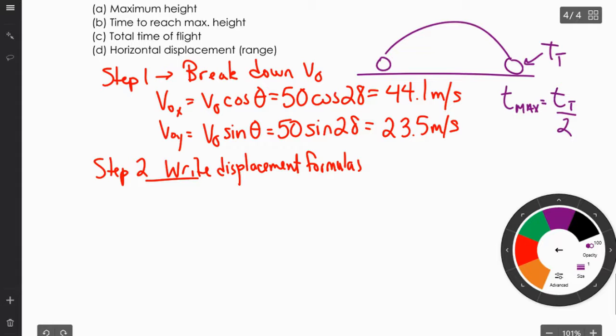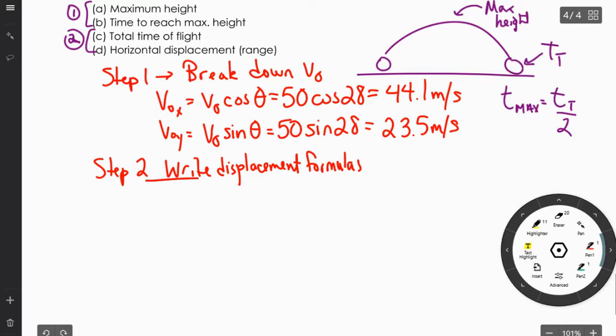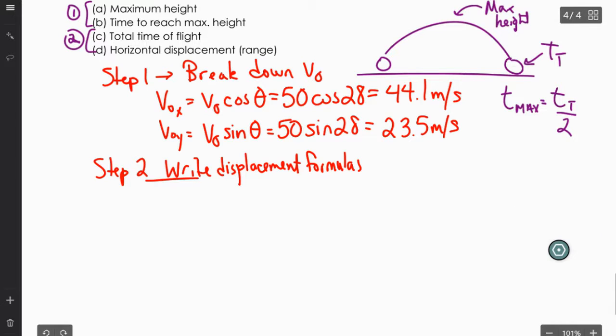So what I want to do in this video is show how we can find the max height info and then bring it back to the total, okay? So in the previous video, I did this first, and then I went here, but in this video, I want to do these two first, and then I'll go to the total time second, okay? But again, the first thing you have to do, break down the vector, right? Break down the initial velocity vector, and then write the position.